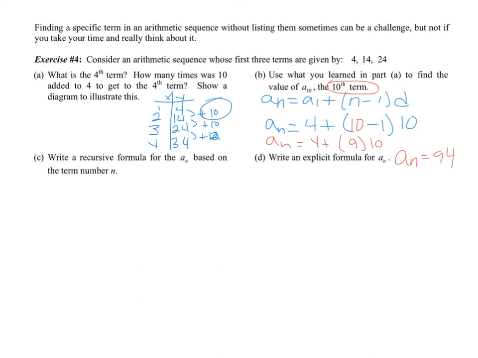Now what we like to do for this is write a recursive formula for a sub n based on the term number n. Okay, so the first thing we have to do when we're writing the recursive formula is write a sub 1 equals. A sub 1 equals 4 in this case. And a sub n equals a sub n minus 1. Remember, that's the big part for recursive. And what is my d? Plus 10.